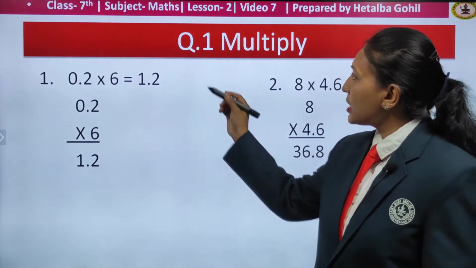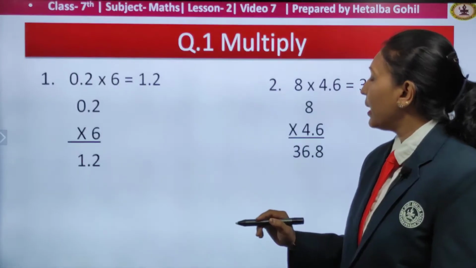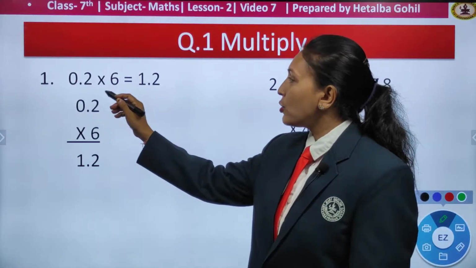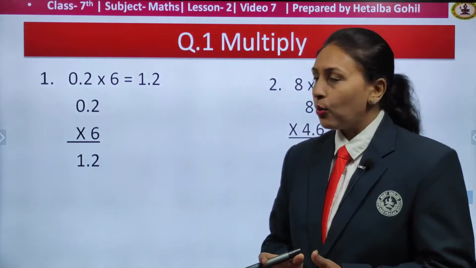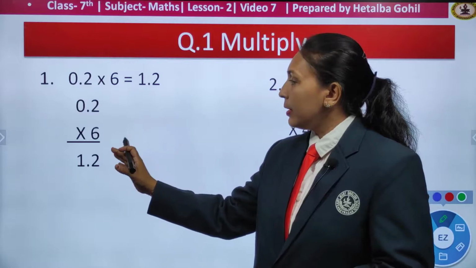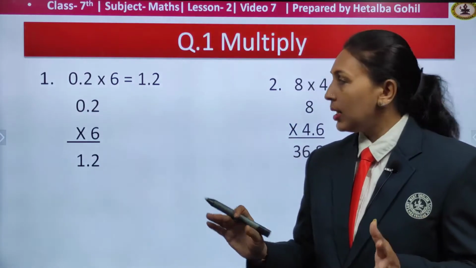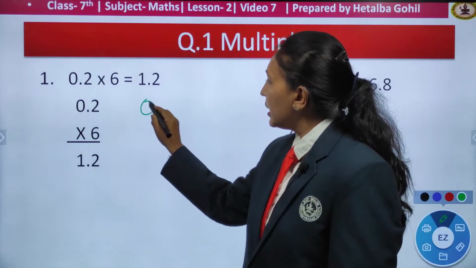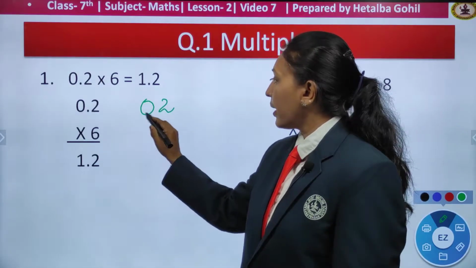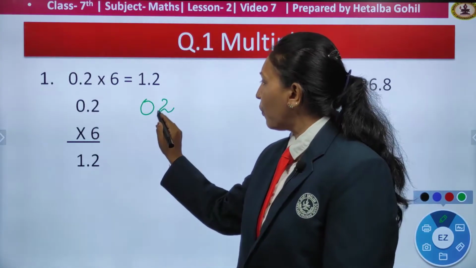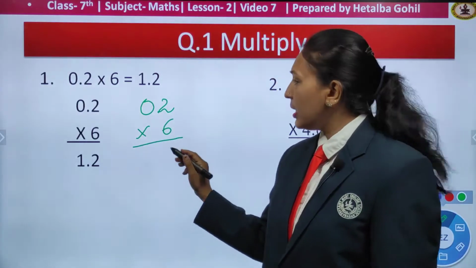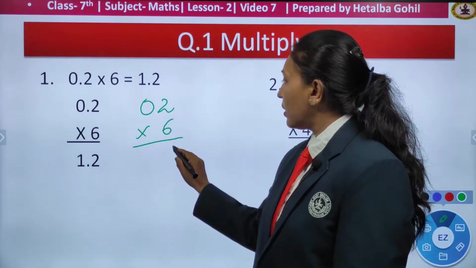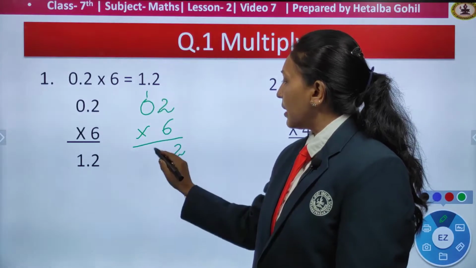Okay, so the first question we have here is multiply 0.2 into 6. Now children, as usual you multiply the whole numbers, we don't consider the decimal point. For example, 0.2. The point is there, you keep it if you want, no issue. Multiplied by 6. Only one digit, directly multiply. 6 2s are 12 plus 1.